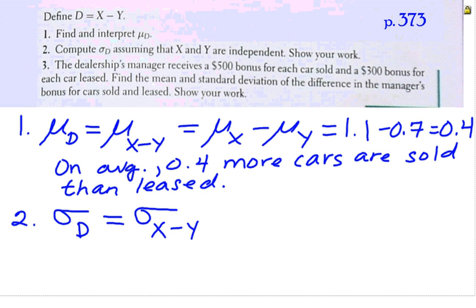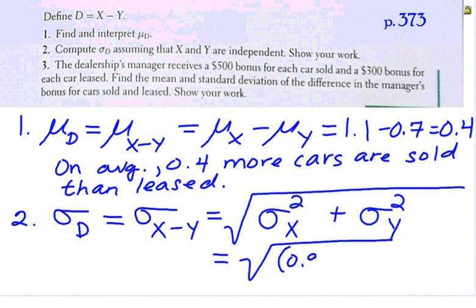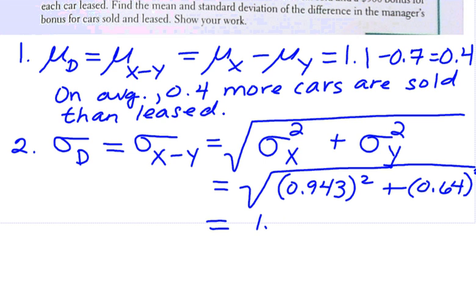So in this case, I want to make sure that I go back to the square root. Since variance is the mother, I have to take the square root to get the standard deviation. This is the square root of the variance of X added to the variance of Y. And we made this calculation before, so it shouldn't surprise you that this number looks similar. So this is the square root of 0.943 squared plus 0.64 squared, which we saw was 1.14 cars.